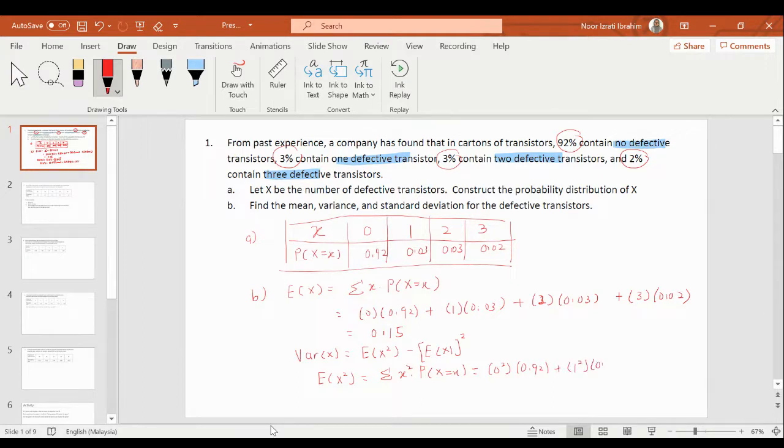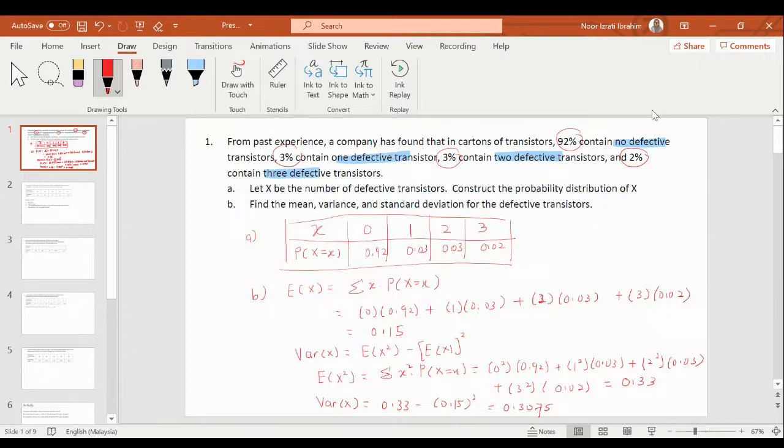1 square, 0.03 plus 2 square multiply with 0.03 and then plus 3 square multiply with 0.02. This one you will get 0.33, and from here we can get the variance. Variance will be 0.33 minus 0.15 square. We should get 0.3075. And to get the standard deviation, we just square root the variance, which is square root of 0.3075. You will get 0.5545 or 0.555.